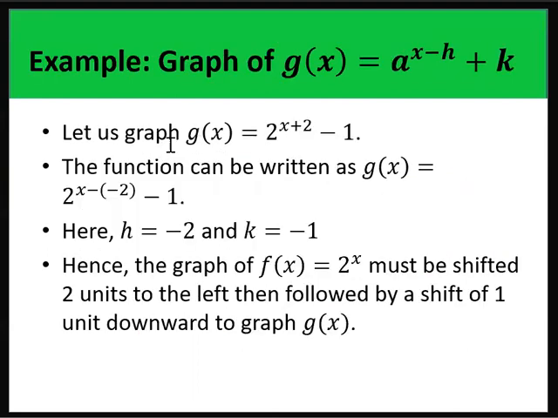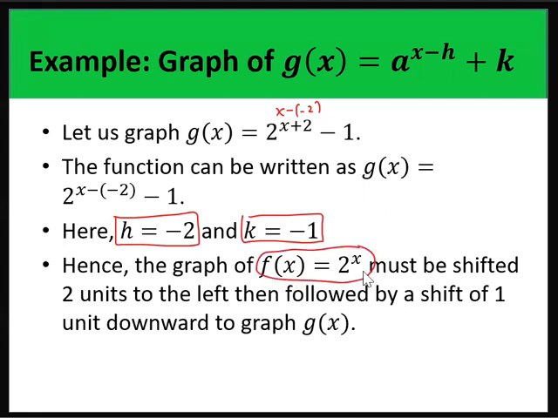So for example, if we have the graph of g of x equals 2 raised to x plus 2, minus 1, in this example, x plus 2 can be written as x minus negative 2. So this indicates that the value of h is negative 2. And since we have a minus 1 outside of the exponential function, k is equal to negative 1. Therefore, the graph of the basic exponential function f of x equals 2 raised to x must be shifted 2 units to the left, followed by a shift of 1 unit downward.